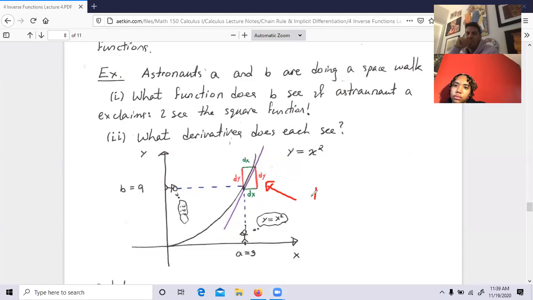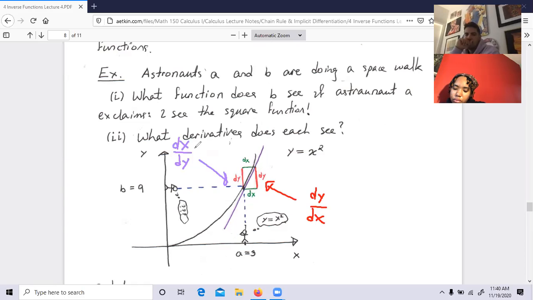Slope dy dx, right? But for this guy, the y-axis is horizontal, yes? So what slope will he calculate? He will calculate the slope dx over dy. Because for him, dx is the vertical and dy is the horizontal. You see, I drew two versions of it, right? So for him, dx is the vertical and dy is the horizontal.